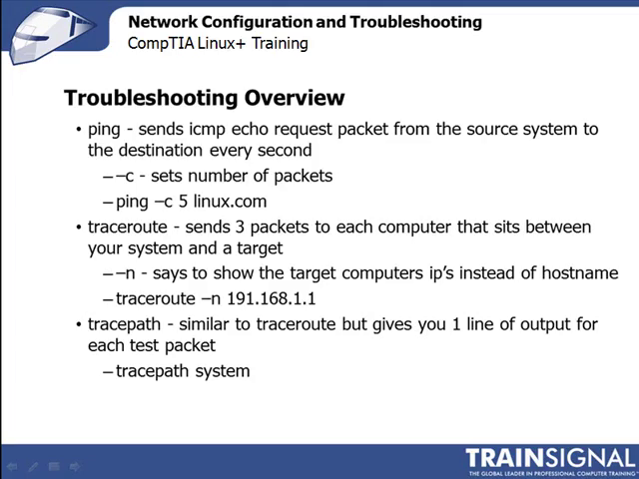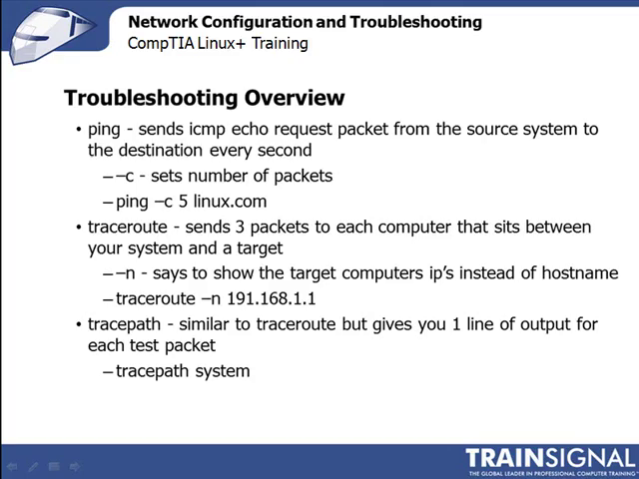Now if you don't want to hit Control-C to stop the output, you can use the ping command with the -c option, which tells it how many packets to send. For example, the command ping -c 5 followed by linux.com would ping linux.com and ask it to send back 5 packets. The only problem with ping is that sometimes firewalls can block ICMP requests, so keep that in mind before deciding if a system is really down or not.